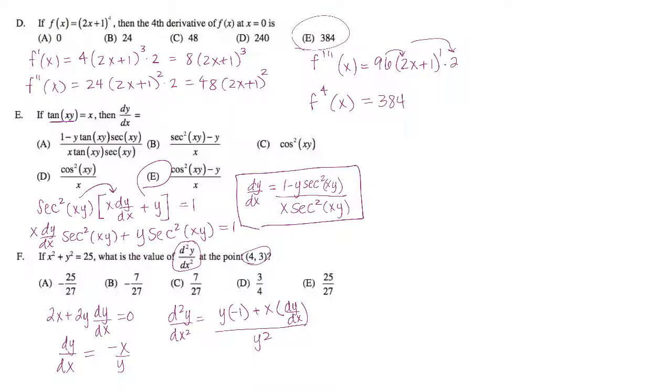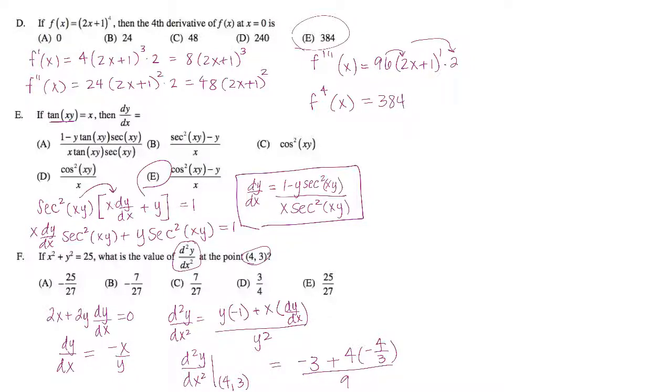And so we've got our second derivative. Need to pay attention to the problem a little better. We're evaluating this at 4, 3. So we're going to have negative 3 plus 4 times, well, dy dx at our point is going to be negative 4/3. So we're going to plug in negative 4/3. And that's all over 9.